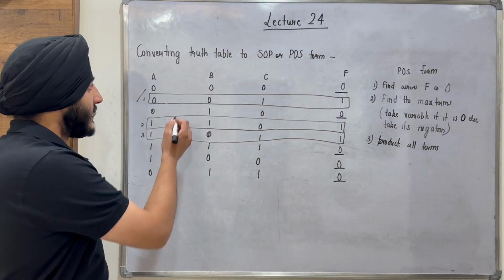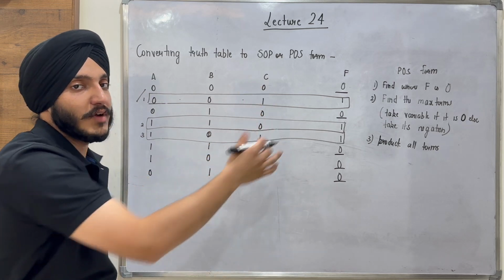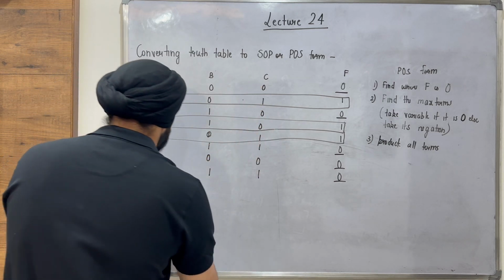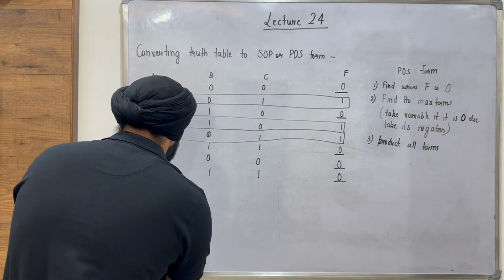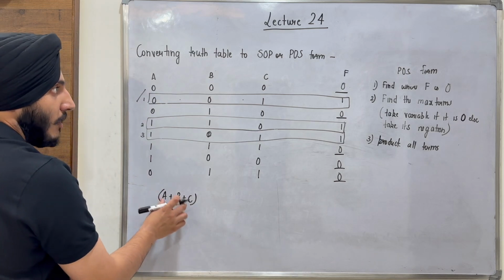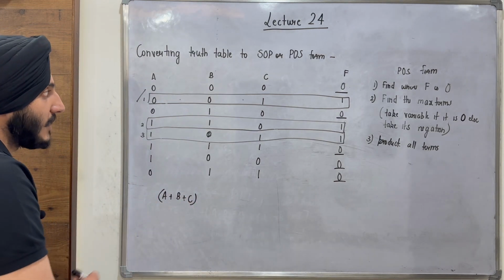Think about it. Since a is 0, b is 0, and c is 0, I don't have to take the negation of any of them, right? So I can simply write this as a plus b plus c. This is one of my terms for the product of sums form, or I can say this is one of the max terms in my case, right?